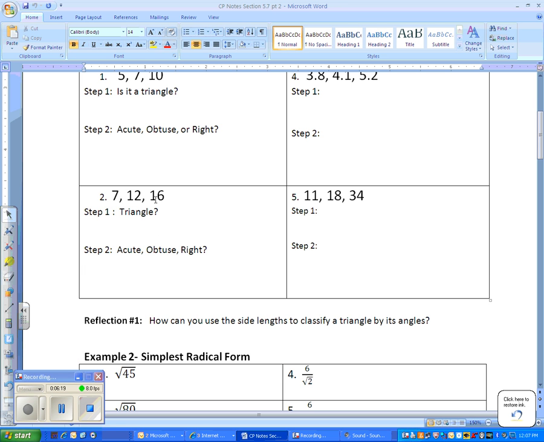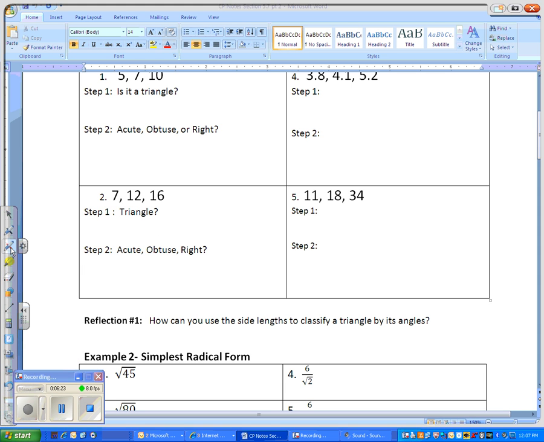Okay, last one we're going to do, and then you can do number 5 by yourself. I'll check it tomorrow in class. Number 2, first, is it a triangle? If you add these up, 7 plus 12, is it going to make a triangle? Is it greater than 16? Yes, it is. And then you're going to do c squared, is it equal to a squared plus b squared? So c squared would be 16, a squared could be 7, and b squared could be 12.